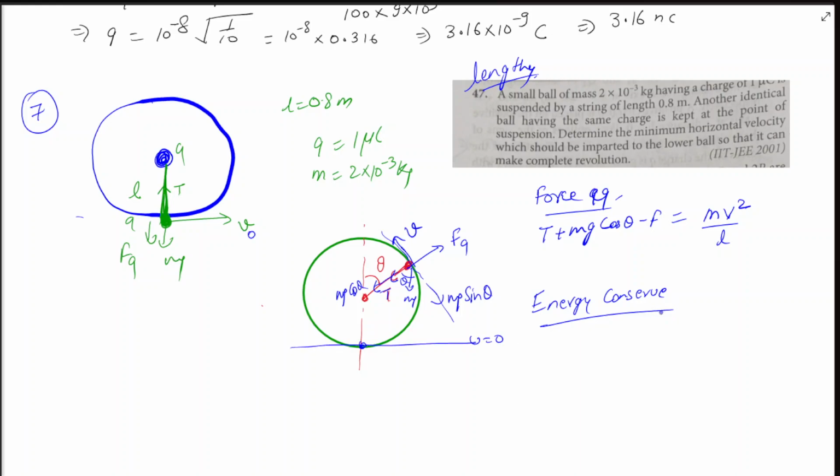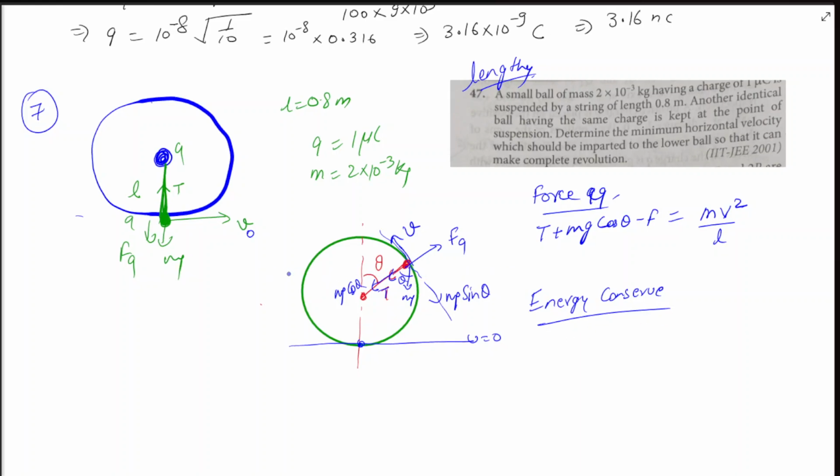Let's write the energy conservation here. This is our initial position and this is our final, right? This is our final, so it will be L cos theta, and this is L, right? So you here and you here. Now let's equate the energy. Initial kinetic energy plus initial potential energy should be equal to final kinetic energy plus final potential energy.